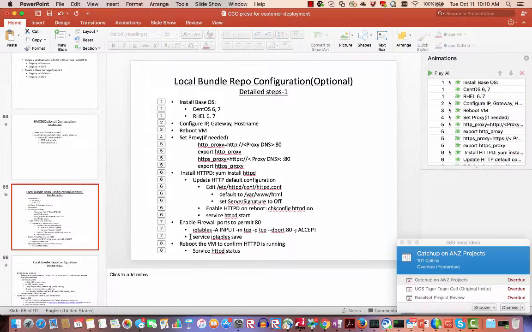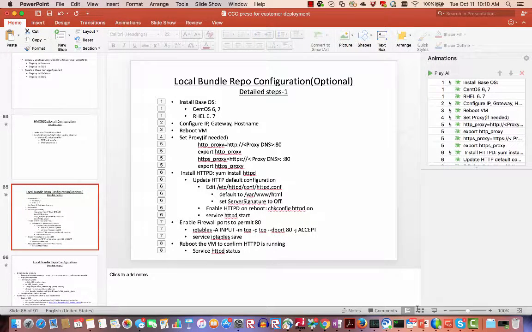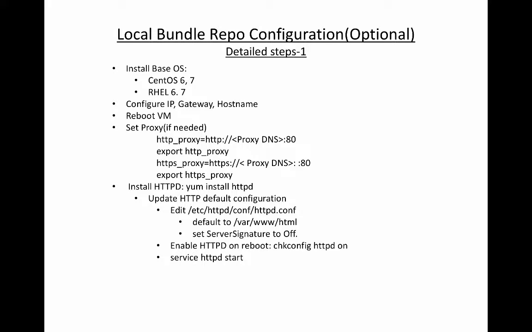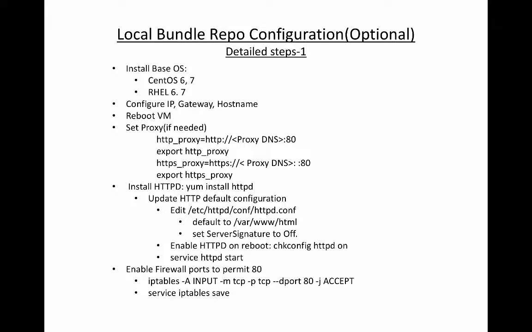It's nothing but making a web server and holding all the information that you need for the bundle. It supports CentOS 6.7 or RHEL 6.7, just standard stuff. Set proxy if you need to. Then you install the HTTP service, which you need for hosting the web server. Then you open port 80, which you'll definitely need, and reboot the VM.